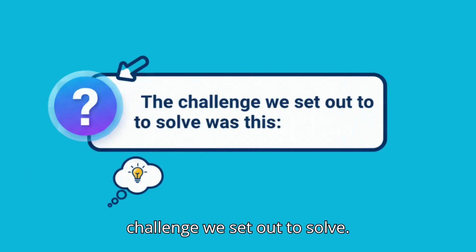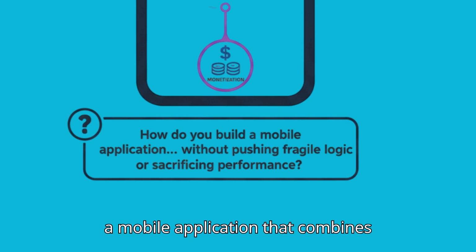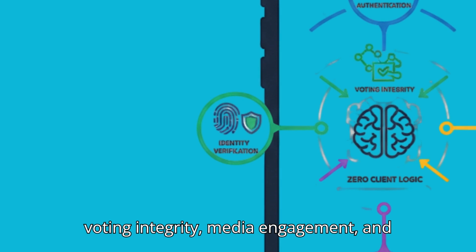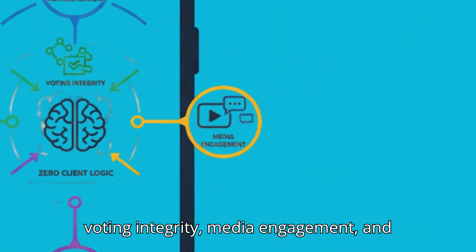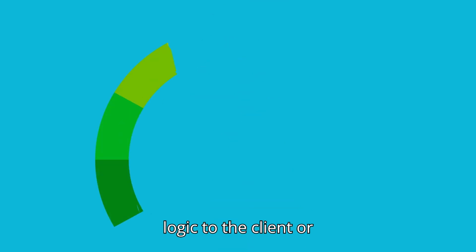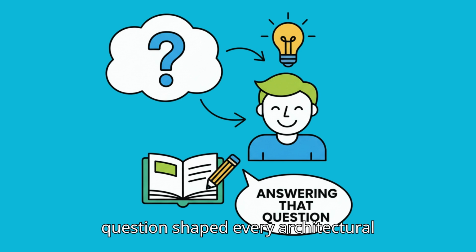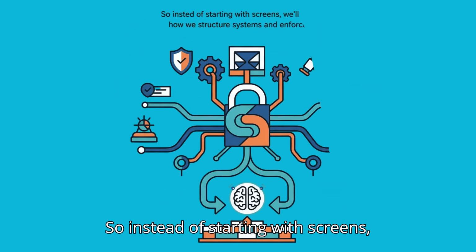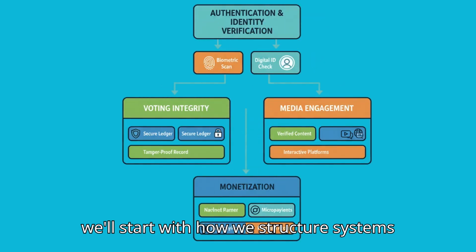The challenge we set out to solve was this: how do you build a mobile application that combines authentication, identity verification, voting integrity, media engagement, and monetization without pushing fragile logic to the client or sacrificing performance? Answering that question shaped every architectural decision you'll see in this walkthrough. So instead of starting with screens, we'll start with how we structure systems and enforce rules.